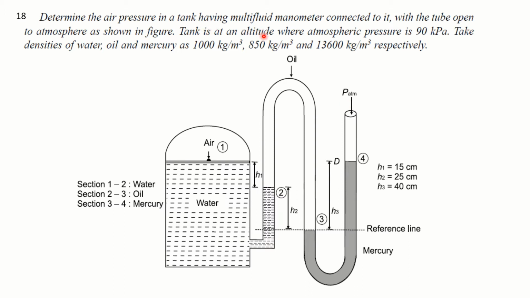Tank is at an altitude where atmospheric pressure is 90 kilopascal. Take densities of water, oil and mercury as 1000 kg per meter cube, 850 kg per meter cube and 13,600 kg per meter cube respectively.